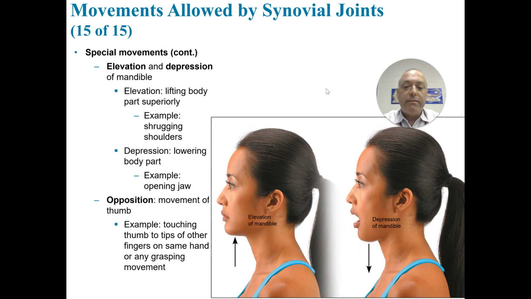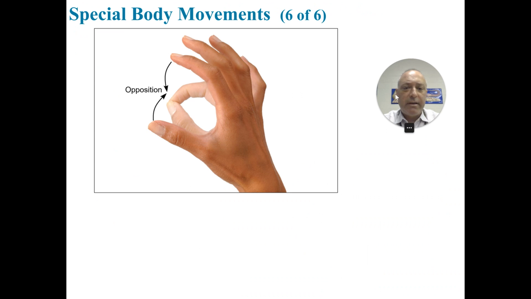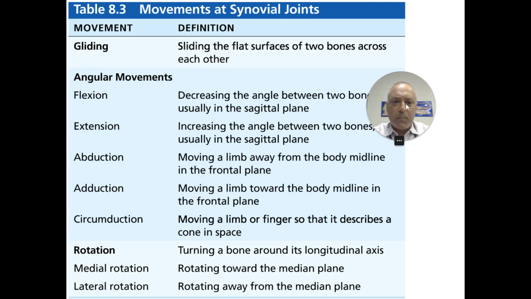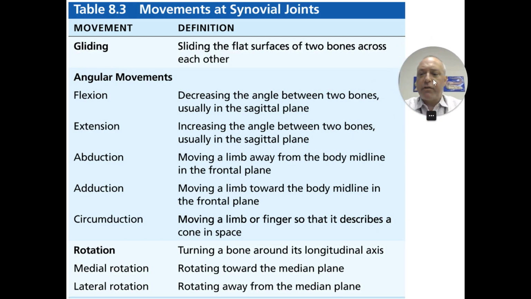Okay, elevation and depression of the mandible. It's another movement, as well as a unique movement with the fingers, opposition. So here's a little figure showing the angular movements, flexion, extension, abduction away, adduction toward, circumduction, as well as medial and lateral rotation.